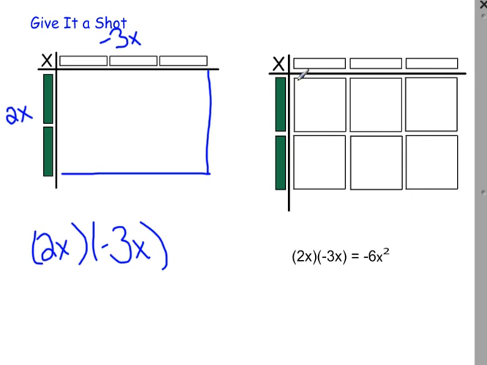So to fill in this nice rectangular area, I put in 6x squared tiles. But I had to think about it, right? We have a positive 2x, and we have a negative 3x. A negative times a positive is always going to be negative. So I made sure that all of my x squared tiles were negative. So now we know that 2x times negative 3x is equal to negative 6x squared. Okay?